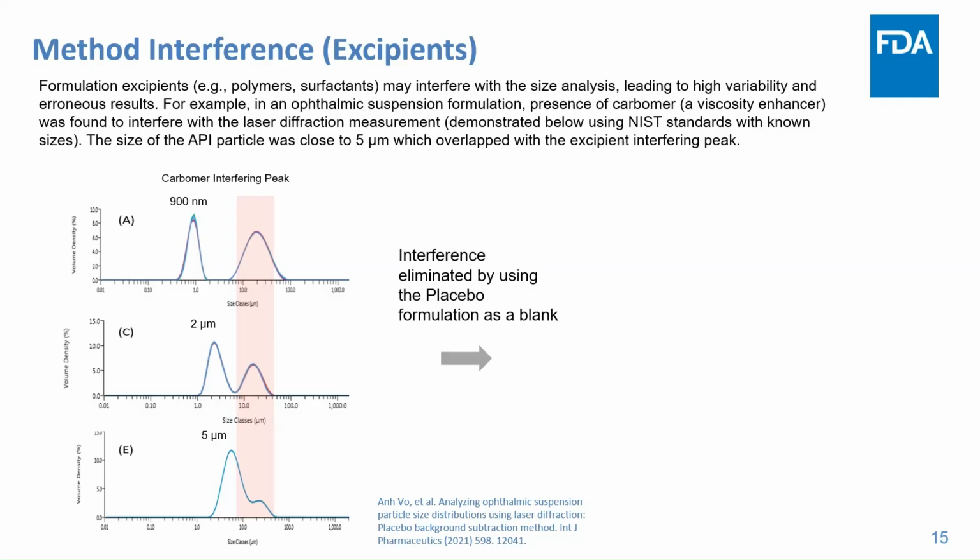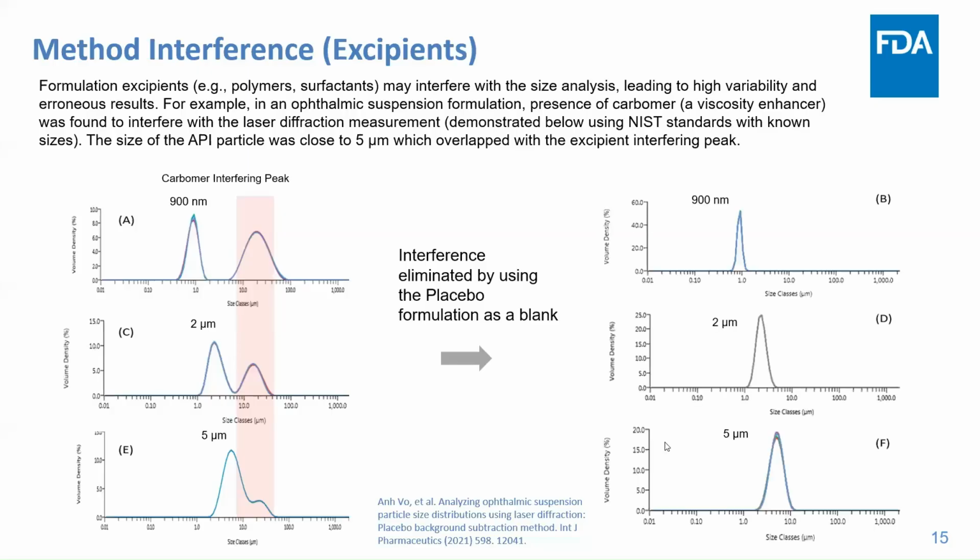So basically, internally, we did some work to find out that actually this secondary peak is non-specific, meaning the second peak actually is not the product we're interested in. Rather, this is interference from a polymer, carbomer. And through some method development, we can actually eliminate the interference, which allows us to really analyze the particle of interest, in this case, the API particles.